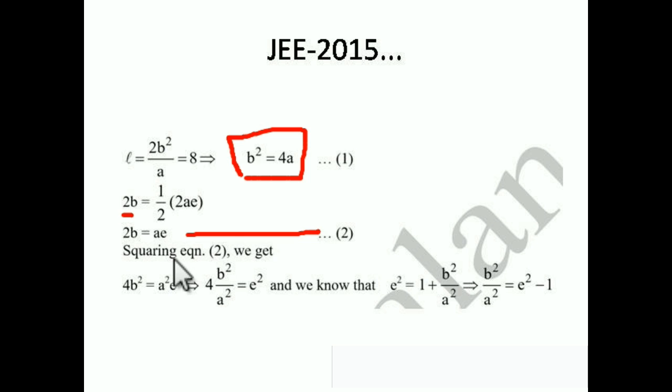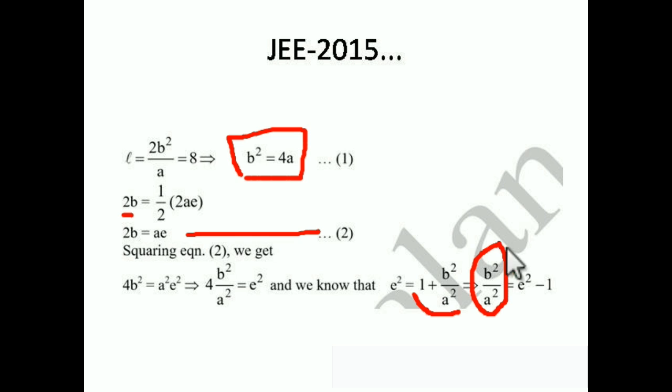Now squaring this equation both the sides. So we have 4b square is equals to a square e square. That means 4b square by a square is equals to e square. Now, as I told you earlier, the formula for finding the eccentricity is b square is equals to a square e square minus 1. So if we simplify, b square by a square is equals to e square minus 1, and e square is equal to 1 plus b square by a square.